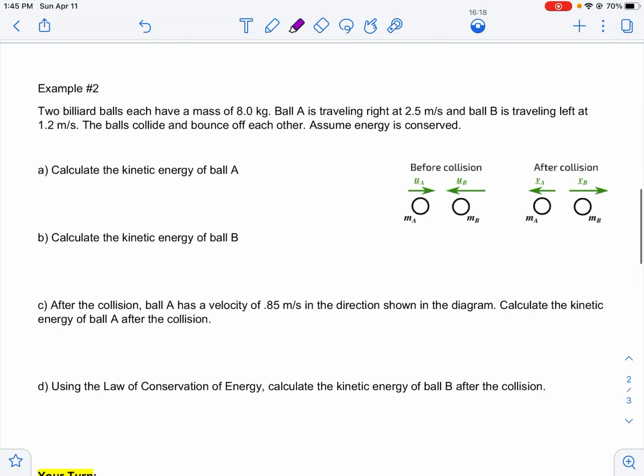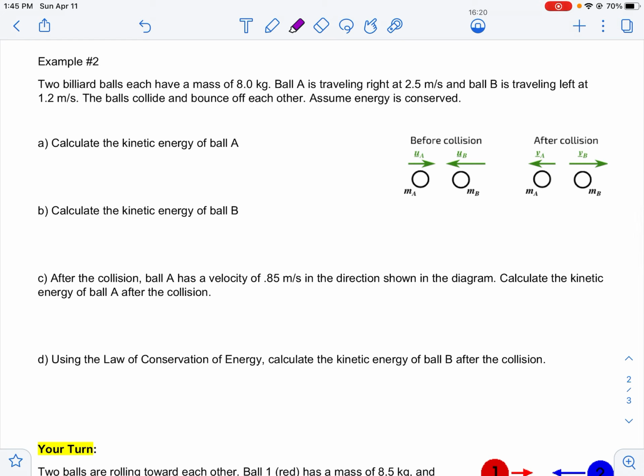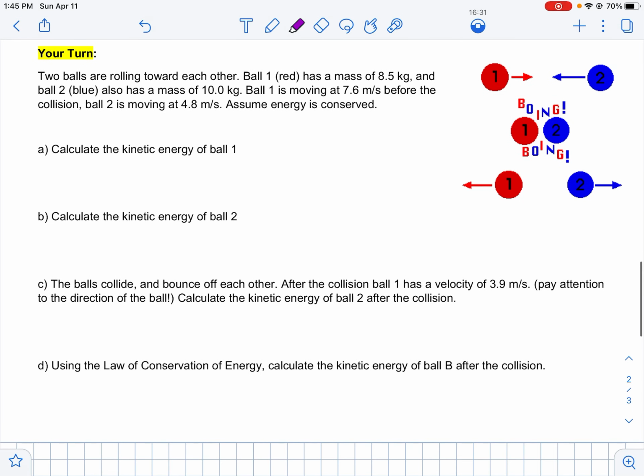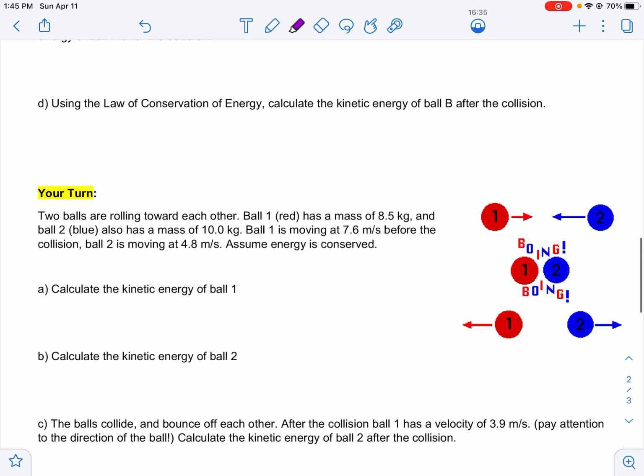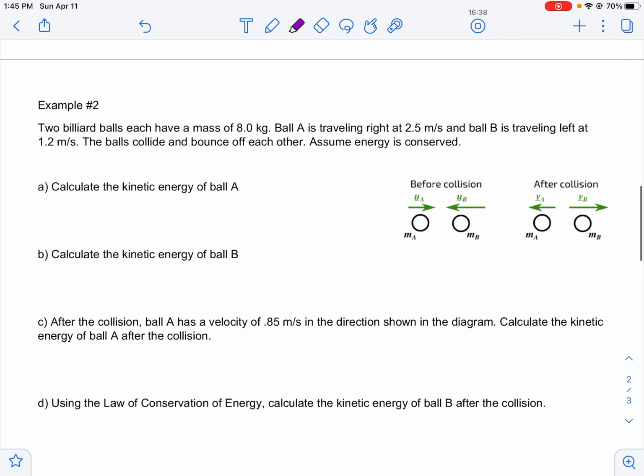And let's go on and look at example number 2. Now example number 2 is pretty complicated, right? There's lots of different steps here. So as we go through it, if you need to stop or listen to it again, make sure that you do. The your turn problem down here is going to be just like example number 2. So you're going to need to make sure that you pay attention. All right, here we go.